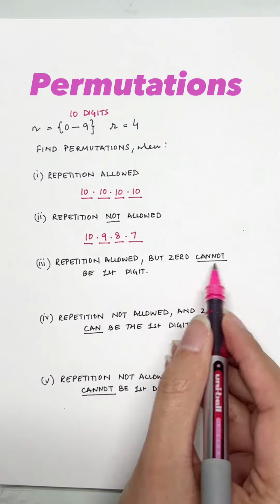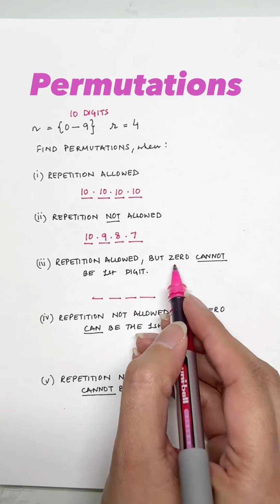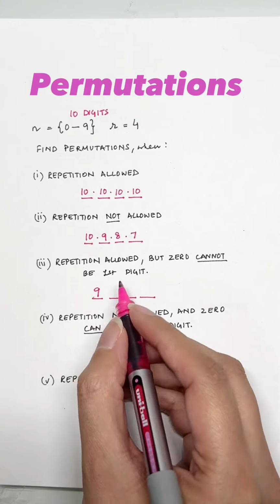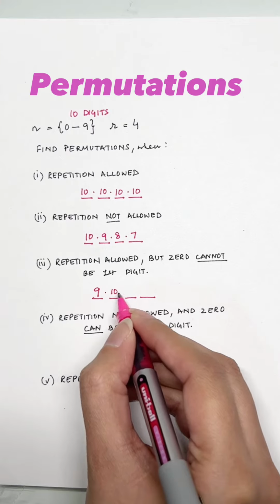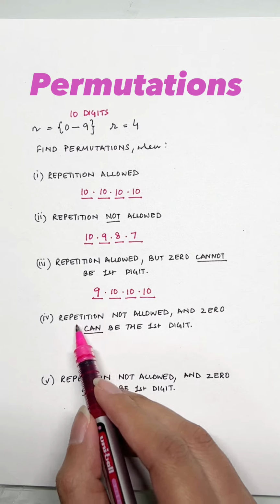Let's look at the third restriction, in which they say repetition is allowed but 0 cannot be in the first digit. So the first spot cannot be 0, so out of 10 numbers 0 cannot be there, so you only have 9 choices. But for the next numbers you can repeat, so you can still go with 10, 10 and 10.